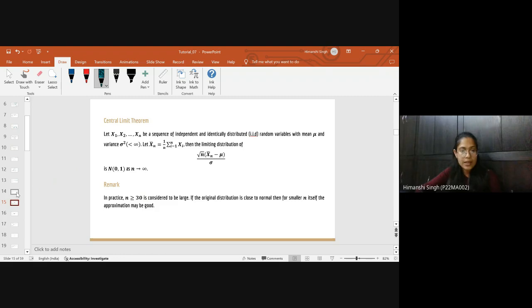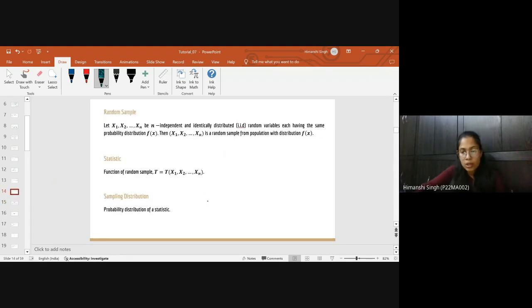If I give an example, consider x bar, that is the summation of xi times 1 upon n, i going from 1 to n. This x bar is basically a statistic. Now, if I know that xi follows a normal distribution, say 0, 1, then I can find out the distribution of x bar. Then the distribution of x bar will be the sampling distribution.